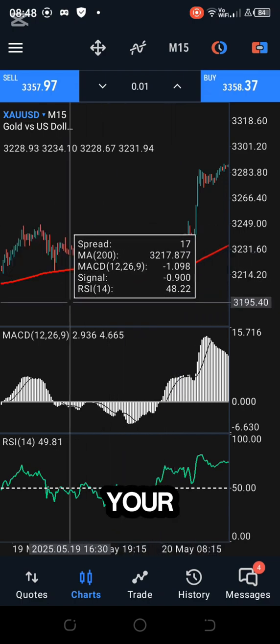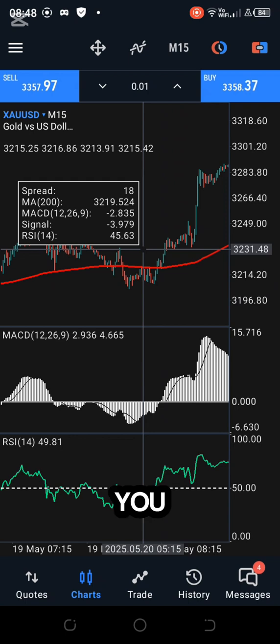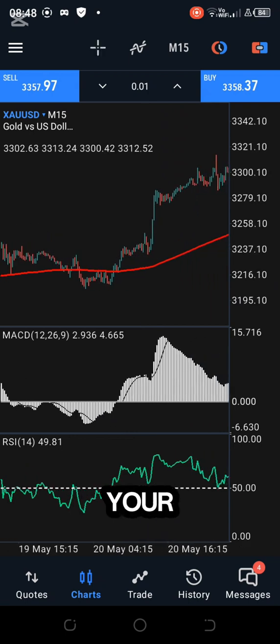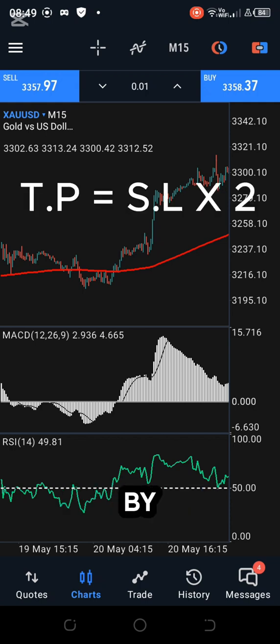When you place your stop loss just below here, your profit target is going to be 2 times the risk. What I'm trying to say is this: if your stop loss is 10 pips, your take profit is going to be 2 times the size of the SL. In this particular case, it will be 10 pips times 2, which is 20 pips. So your TP is determined by the size of your SL.